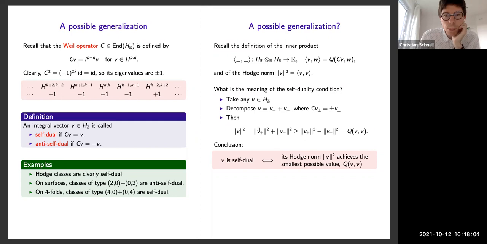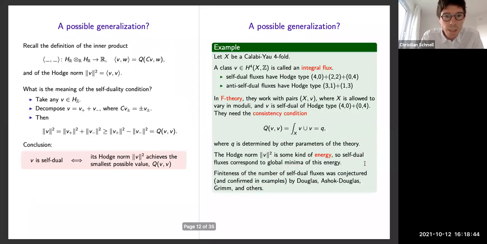Because of this simple inequality, a class is self-dual if and only if the -1 part is 0, if and only if the Hodge norm is equal to the smallest possible value it can be, which is the value of this pairing. So a self-dual class is exactly one for which the Hodge norm achieves the smallest possible value. This is not a geometric description of these classes, but it still says that they're minimal in some sense. And it turns out that the physicists care about them exactly for that reason.